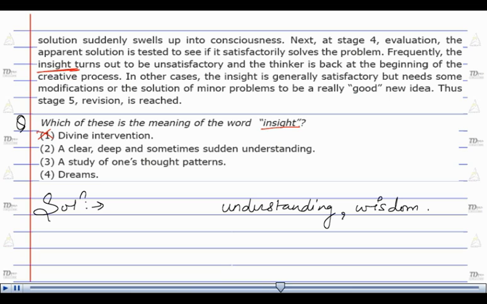Option number 2, a clear, deep and sometimes sudden understanding, which is absolutely true as per the meaning and in the paragraph referencing is done. Option number 2 here is the correct answer. The study of one's thought patterns and dreams cannot be considered even near the real meaning of the word insight. Here the correct answer therefore is option number 2.